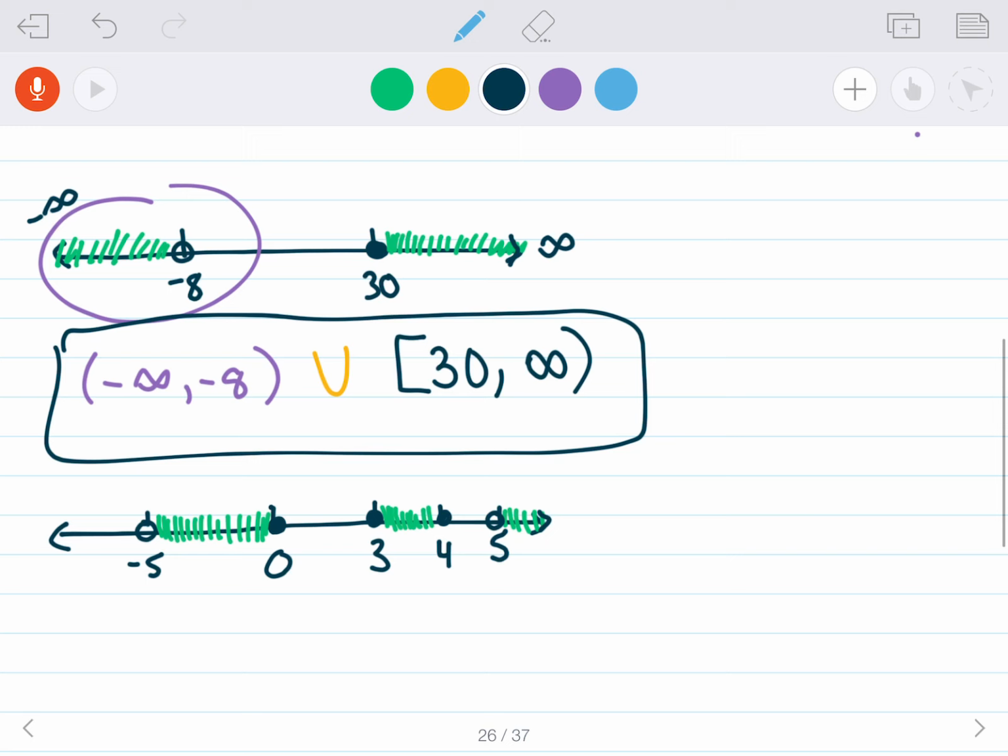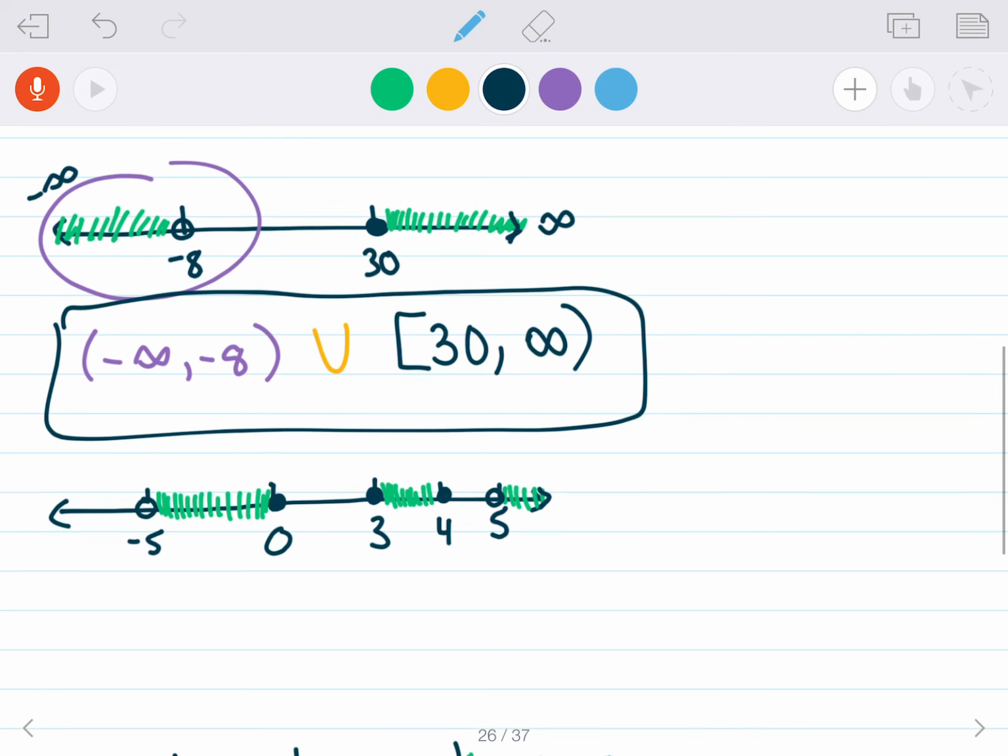Okay. What about this one? So this one we have to do two unions, two joins. So the first set right here, smallest number in the set is -5. Biggest number where it ends is 0. So -5 gets a parenthesis since it's an open dot, and 0 gets a bracket since it's a closed dot.